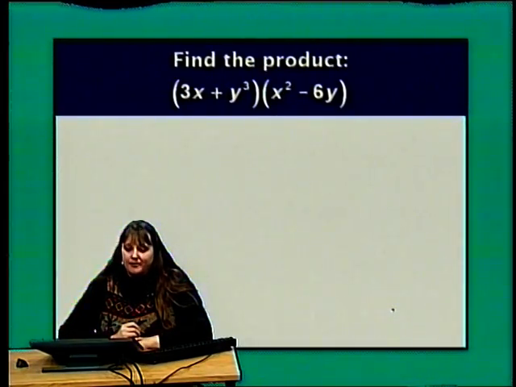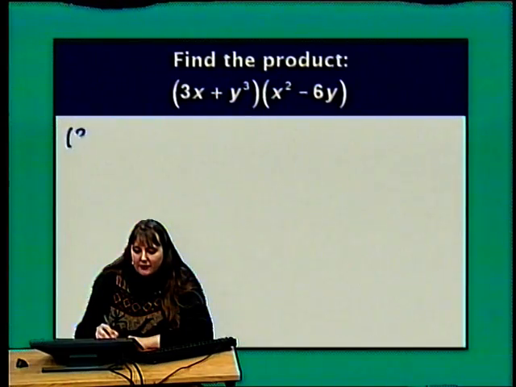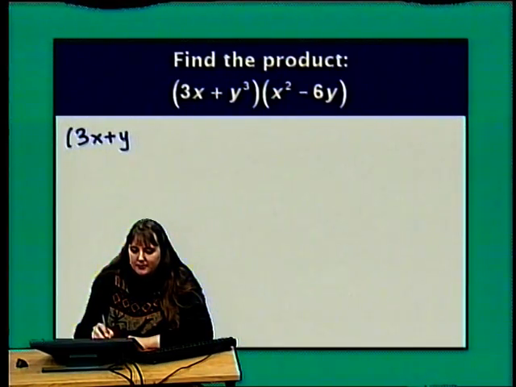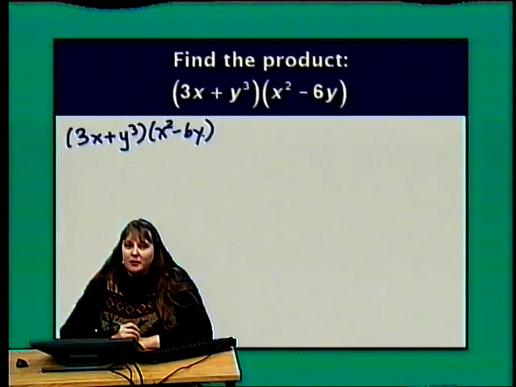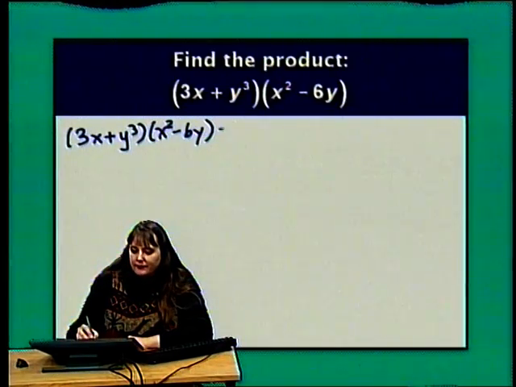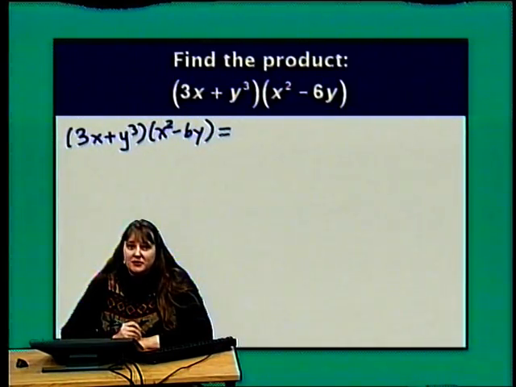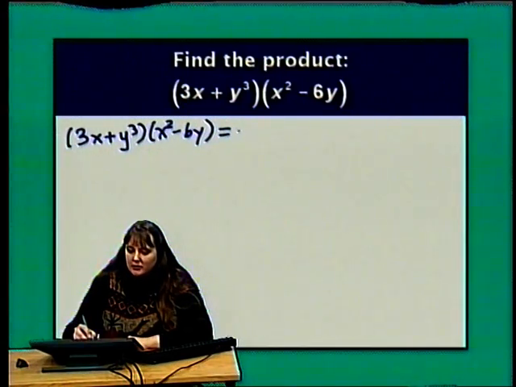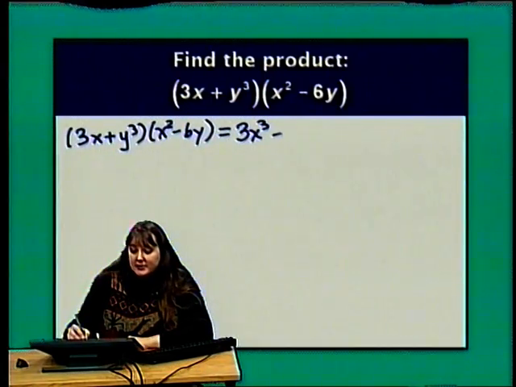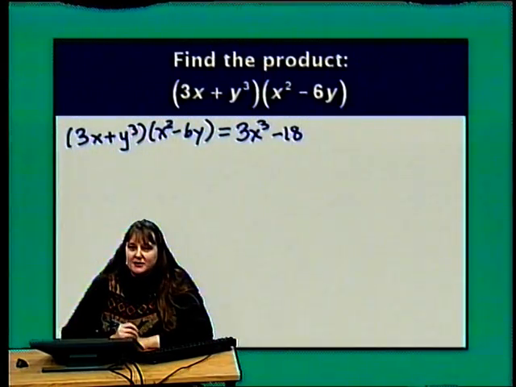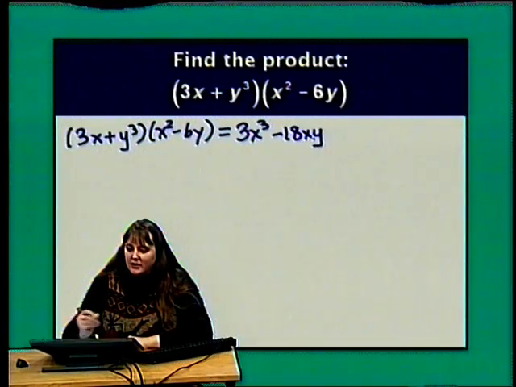Now let's find this product. Again, I have two binomials. The first binomial is 3x plus y cubed, and the second binomial is x squared minus 6y. Since I'm multiplying two binomials together, I can use FOIL again. The product of the first terms is 3x times x squared, which is 3x cubed. I have 3 factors of x altogether. The product of the outer terms, 3x and -6y, is -18xy, writing my variables in alphabetical order.